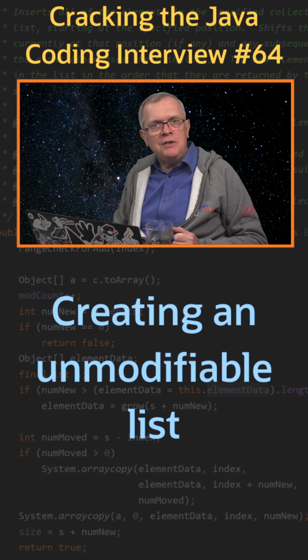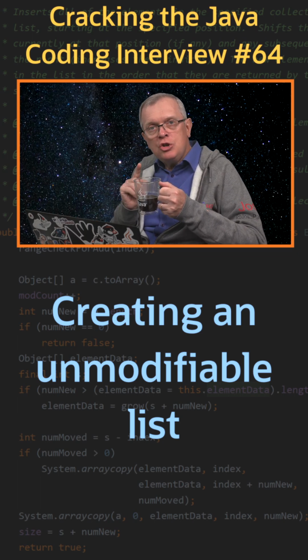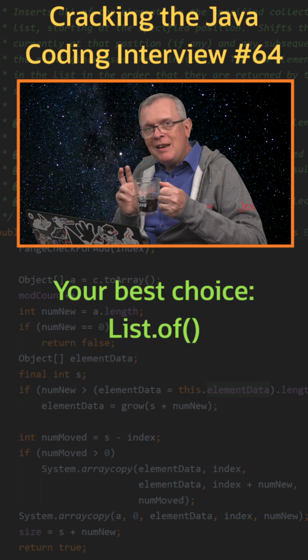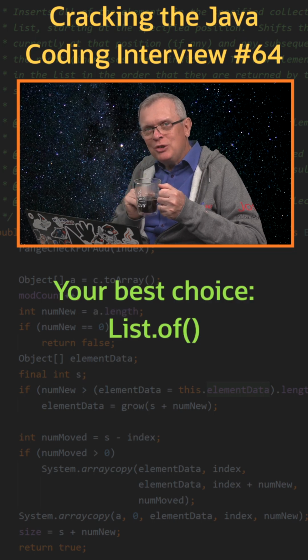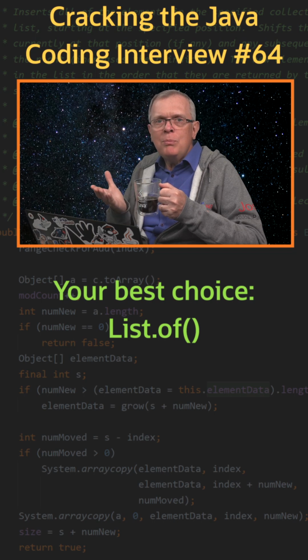Question number 64. How can you create an unmodifiable list? Short answer, with the factory method List.of. Less short answer, there are actually several ways to do that, but List.of is the preferred one.